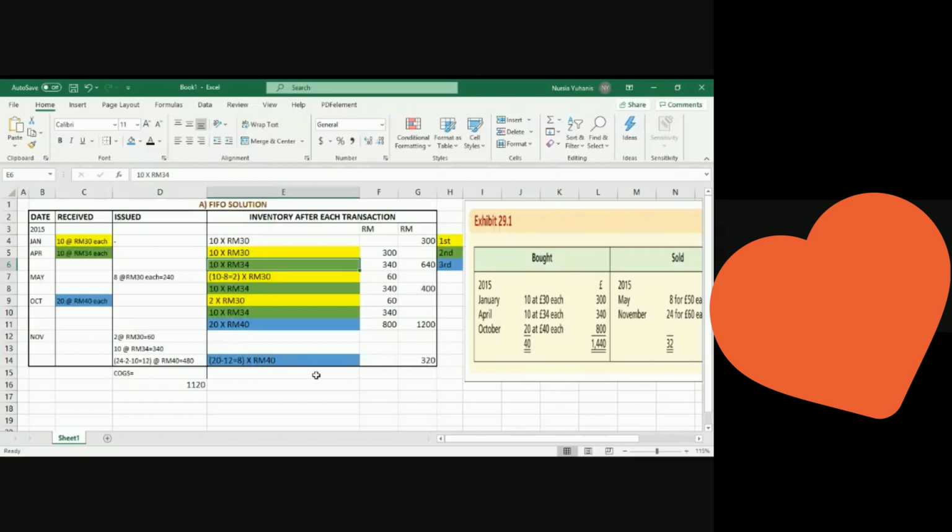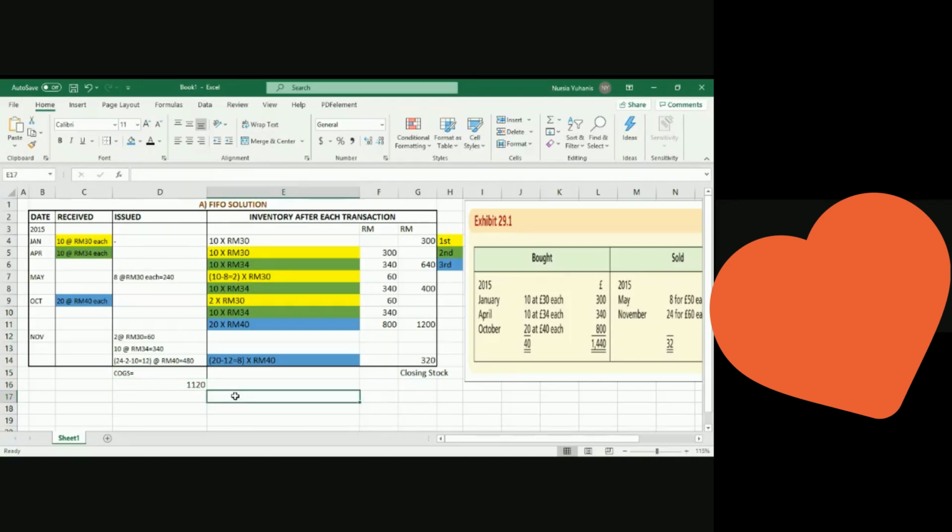So for the last amount here, this one represents your closing stock, whatever you have left after you have sold your materials. So 320 is your closing stock. For your cost of goods sold, or COGS, you need to take the total from the issued column. You can see here I have summarized the calculation: 240 from May, 60 from November, 340 and 480. So the total cost of goods sold for this year, according to the FIFO method, is 1,120.